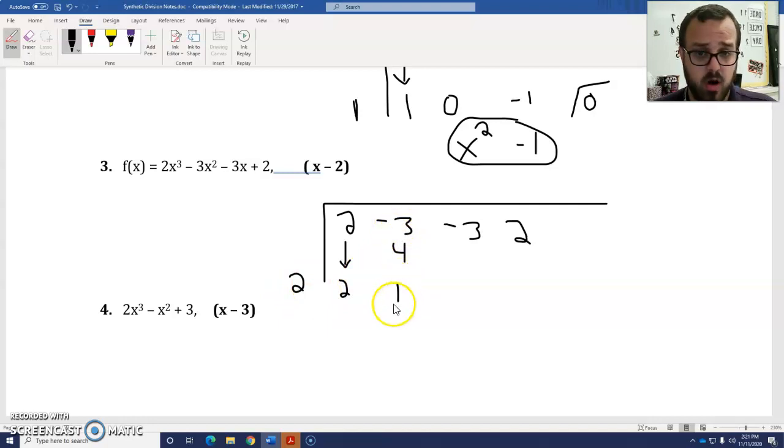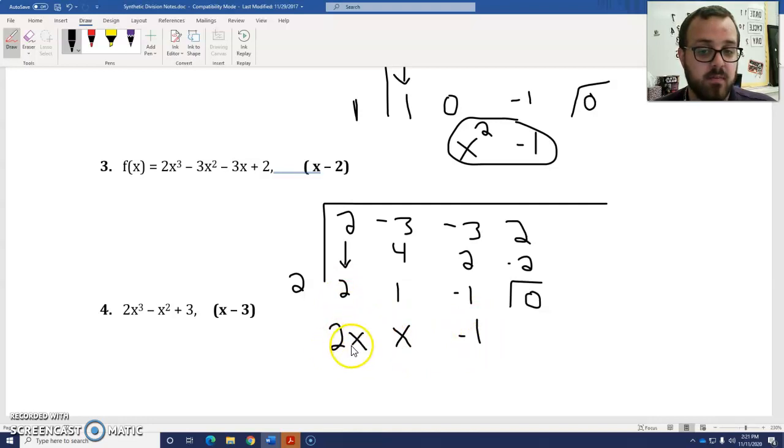-3 plus 4 is 1. 2 times 1 gives me 2. -3 plus 2 gives me -1. 2 times -1 is -2. Add them together, I get 0. Okay? Again, I'm going to rewrite this over here. Got to kind of go backwards. That's going to be my constant term. That's going to be my x term. This is going to be the coefficient for my x squared term. So if I wanted to rewrite this with the factor, it's going to be x minus 2 times 2x squared plus x minus 1.